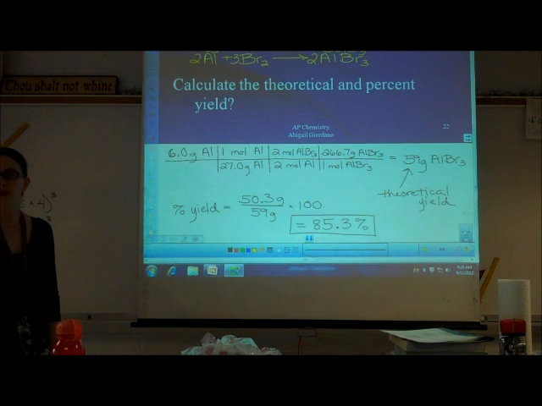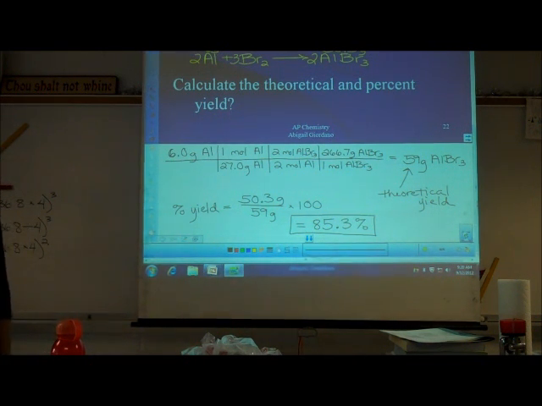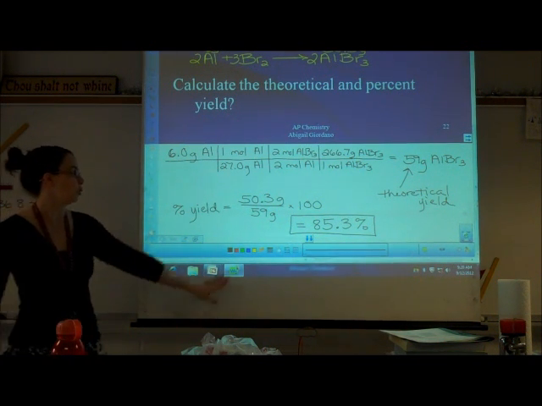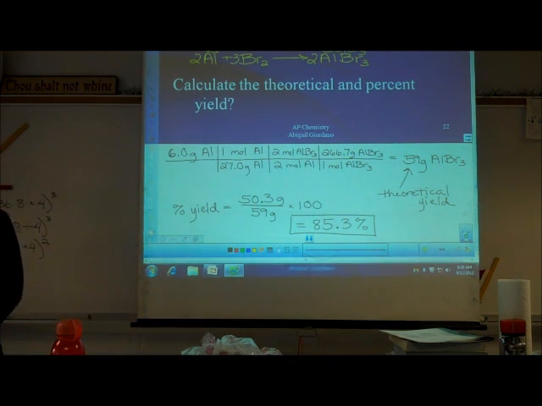Percent yield is basically an indication of how good your experiment was. If you guys go on to take chemistry in college and you take the lab course that goes with it, for almost every lab you will do percent yield calculations, and some labs, if your percent is below a certain number, they will make you redo it.